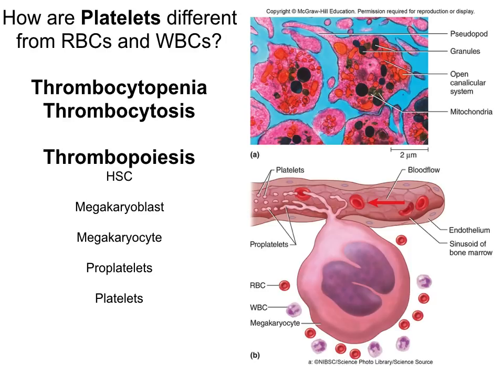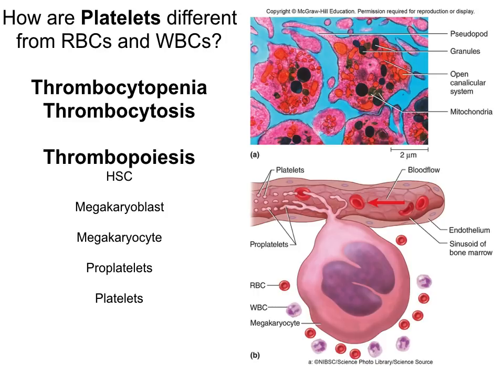Now, when you talk about platelet development and you talk about thrombopoiesis, as with all of the other formed elements, it's going to begin with hemopoietic stem cells. These hemopoietic stem cells divide, and one of the children becomes a megakaryoblast. The megakaryoblast duplicates its DNA repeatedly without dividing, forming an extremely large megakaryocyte. In fact, the megakaryocyte is the largest cell that can be found in the red bone marrow.